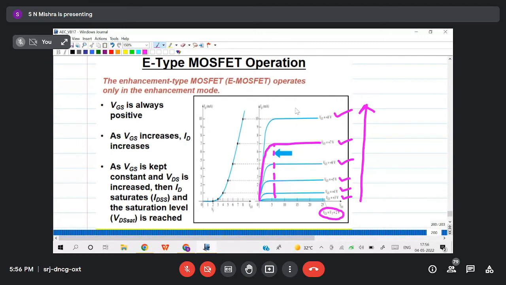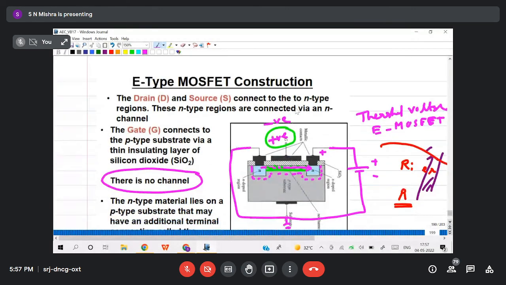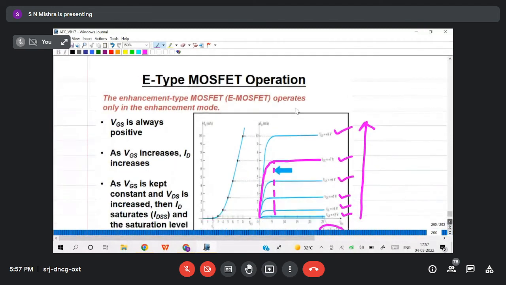Can I give negative voltage here? Anyone? If I apply negative voltage here, can I get any channel? No, sir, no channel will be there. Because p-type material is already there, and if you apply negative voltage, more holes will accumulate. So that will not help to build the channel. So we cannot apply negative voltage here. Okay, only positive voltage we can apply.